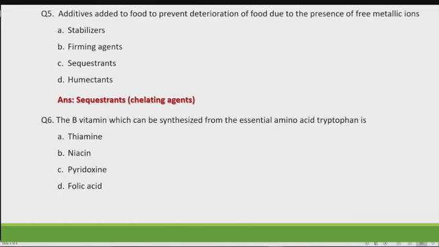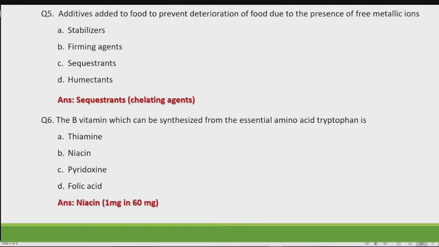Question number 6. The B vitamin which can be synthesized from the essential amino acid tryptophan is? This is a very direct question. If you have studied vitamins, you will know that it is niacin. So niacin is produced from the amino acid tryptophan.